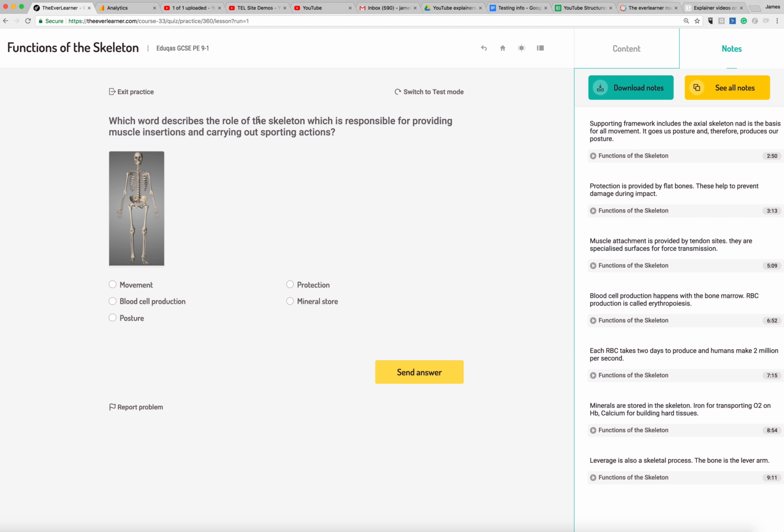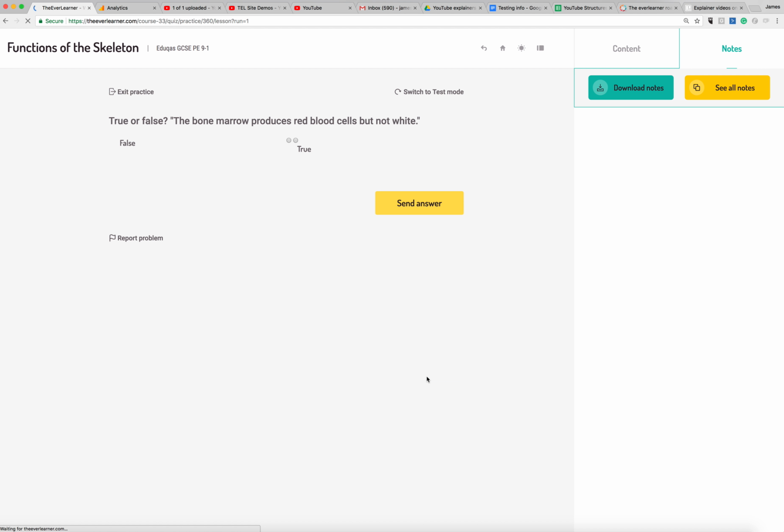Which word describes the role of the skeleton which is responsible for providing muscle insertions and carrying out sporting actions? Muscle insertion, specialized surfaces, muscle attachment is provided by tendon sites. Okay, so this is all about movement. And I keep going.